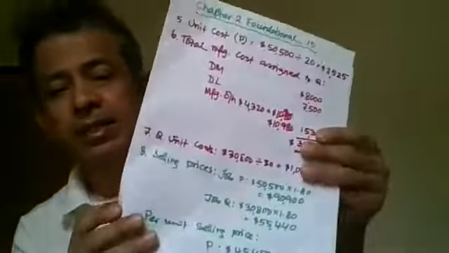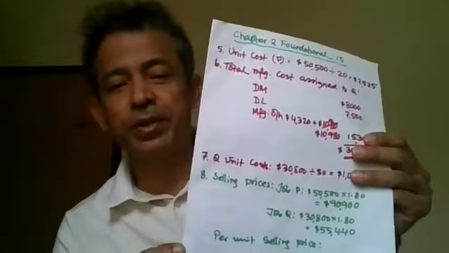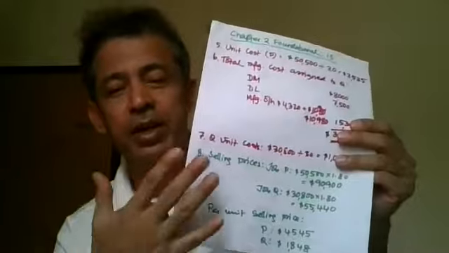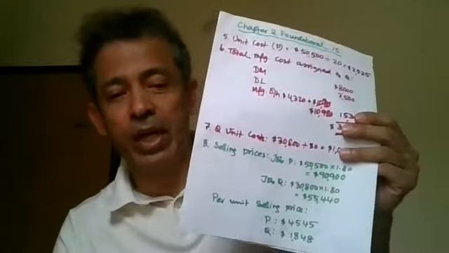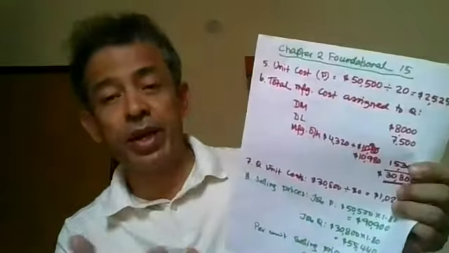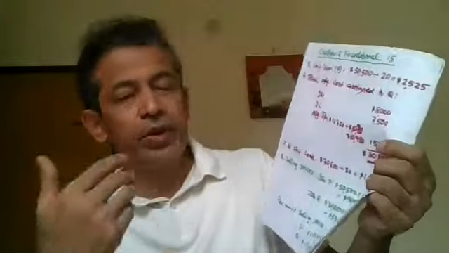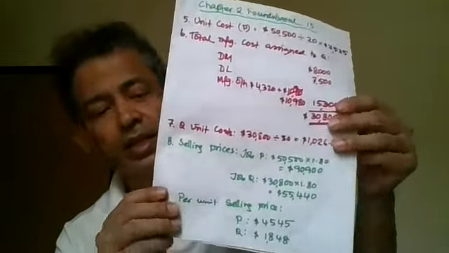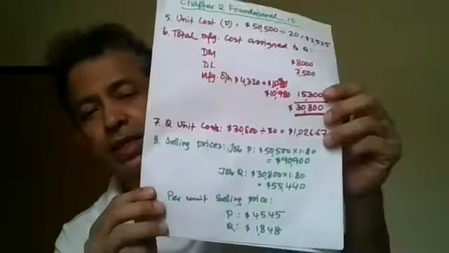So selling prices of the two projects, or two jobs, P and Q. So simply multiply the cost of production by 1.8. So I did that for P, 50,500 times 1.8, and for Q, 30,800 times 1.8. So please see requirement 8.